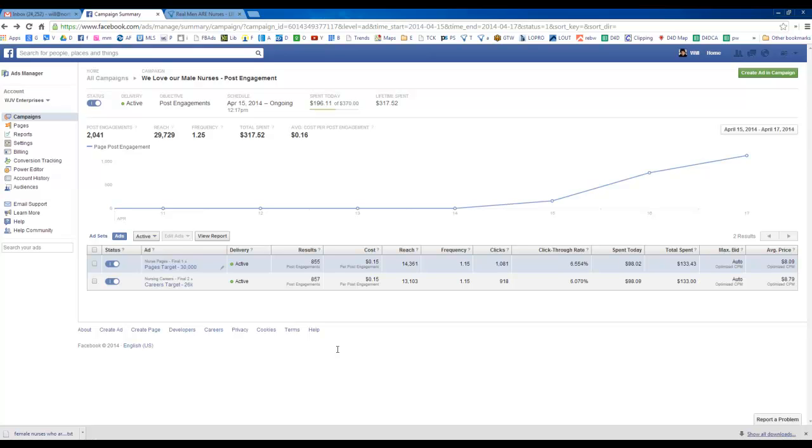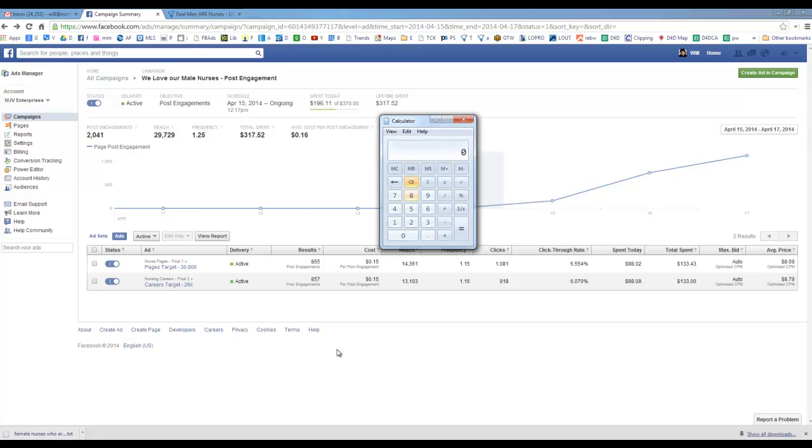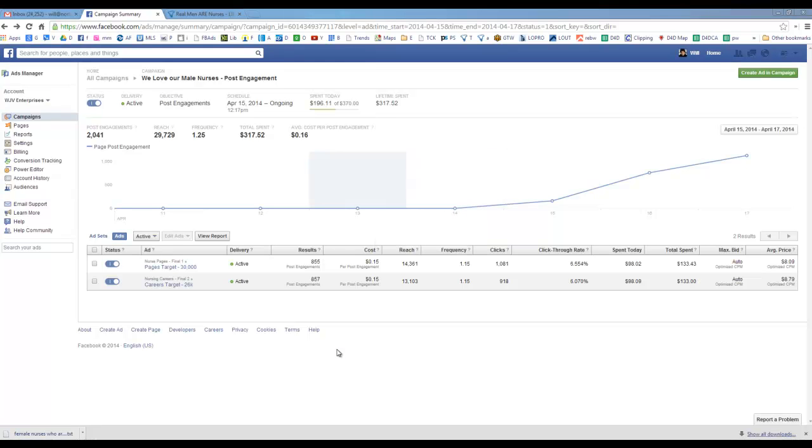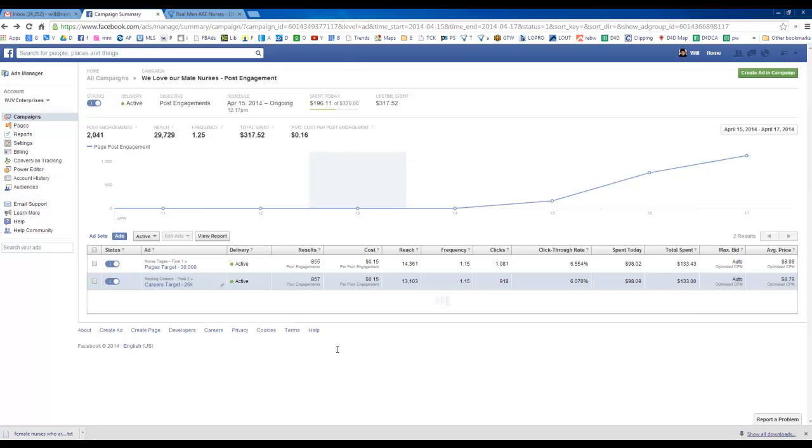You know, when you're talking about hundreds and hundreds of post engagements, 4 cents makes a big difference. I mean, let's do the math. We're talking 1,700 post engagements, okay? So 1,700 times 0.04, that's $68. Okay, that's a big difference in ad spend that we're paying per post engagement.